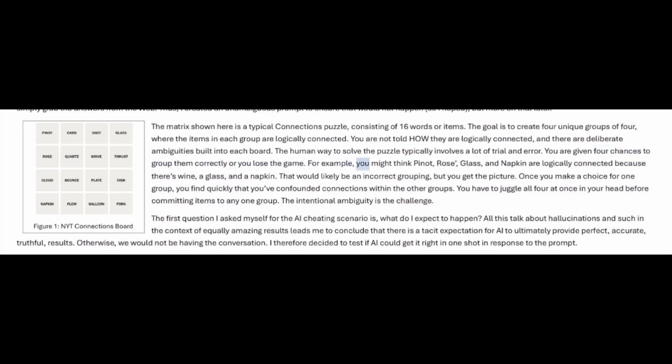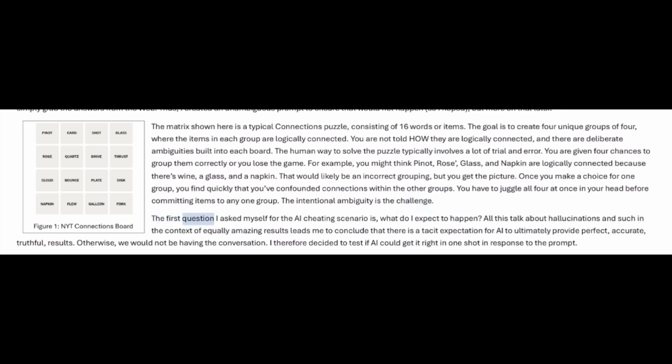For example, you might think Pinot, rose, glass, and napkin are logically connected because there's wine, a glass, and a napkin. That would likely be an incorrect grouping, but you get the picture. Once you make a choice for one group, you find quickly that you've confounded connections within the other groups. You have to juggle all 4 at once in your head before committing items to any one group. The intentional ambiguity is the challenge.